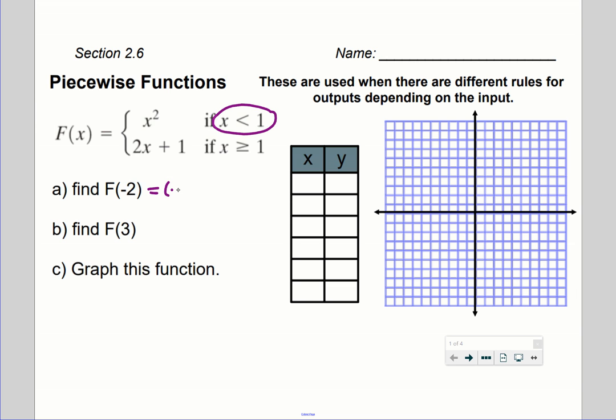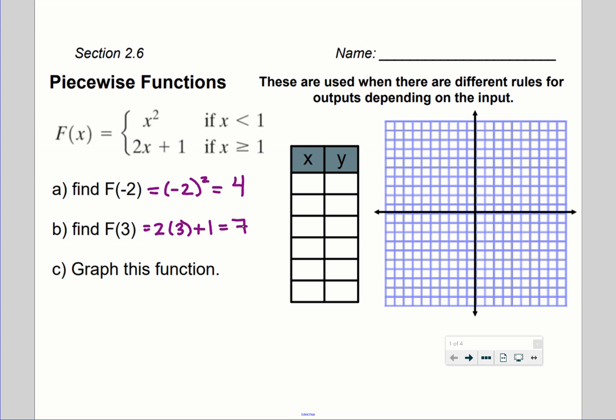So I would just do -2 squared. And my answer would be what? 4. That's it. Okay. F of 3. Would 3 go into the top piece or the bottom piece? It would go into the bottom because it is a number greater than or equal to 1. So I would do 2 times 3 plus 1, which gives me 7. Make sense? Okay.